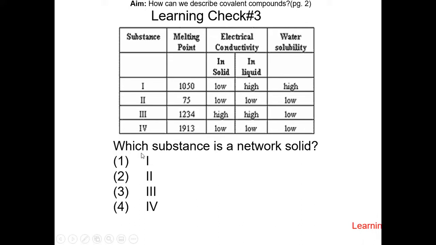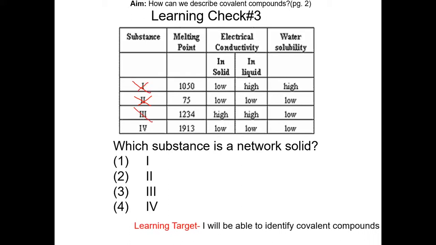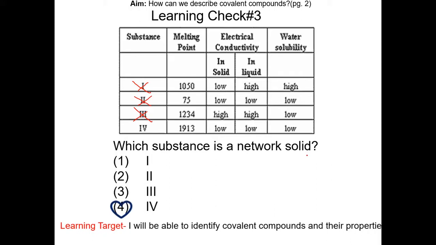Learning check number 3. Which substance is a network solid? Pause the video and resume once you're done. Network solids have high melting points, so 2 is wrong because the melting point is too low. Network solids do not conduct electricity, just like covalent compounds. So 1 and 3 are wrong. So the answer is choice 4. Network solids are not soluble in water. Think of diamond and glass. Diamond and glass will not dissolve in water.